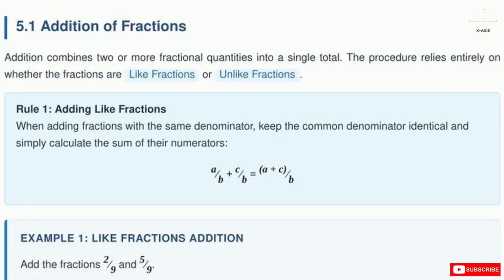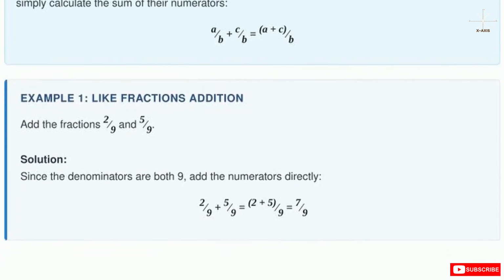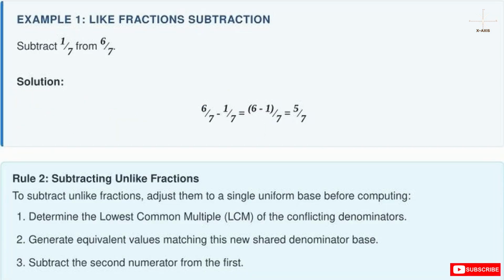This section covers like fractions. When denominators match perfectly, they remain unchanged and you only add the numerators. In example 1, 2/9 plus 5/9, we simply add 2 and 5 together across the top to get 7/9. The exact same logic applies to subtraction. In this section covering subtraction, we have 6/7 minus 1/7. The bases match, so we just subtract 1 from 6, leaving us with 5/7.